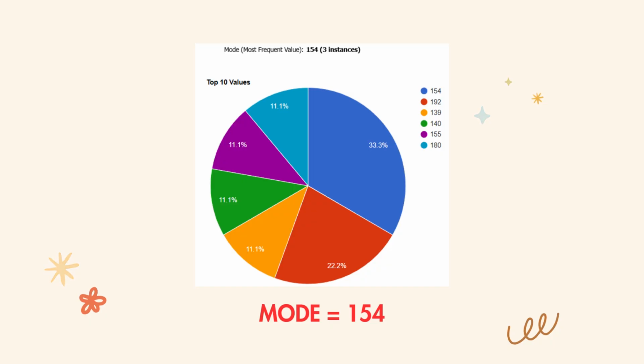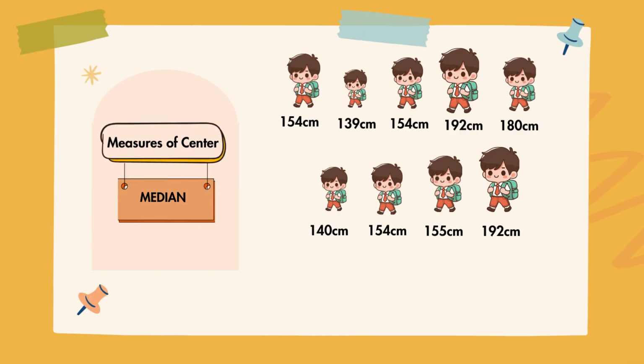The mode, which is the value that appears most frequently, is 154. It occurs 3 times, making up 33.3% of the data. Identifying the mode helps us quickly see the most common observation in a dataset.